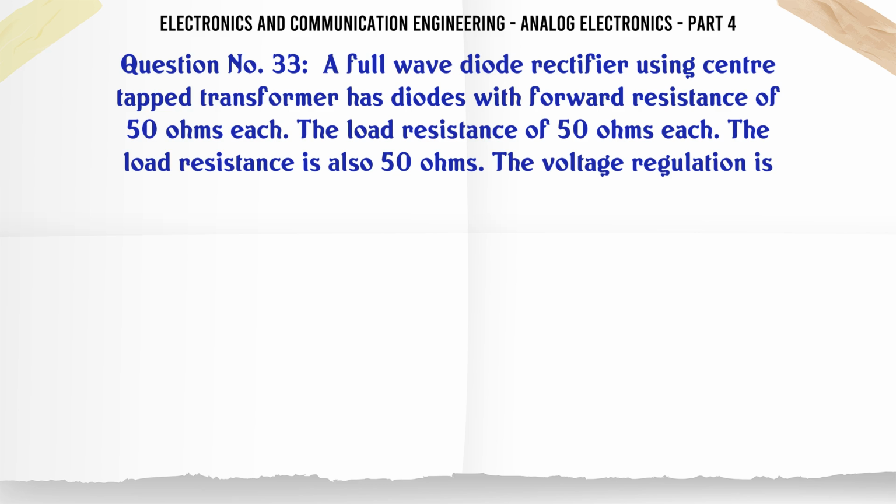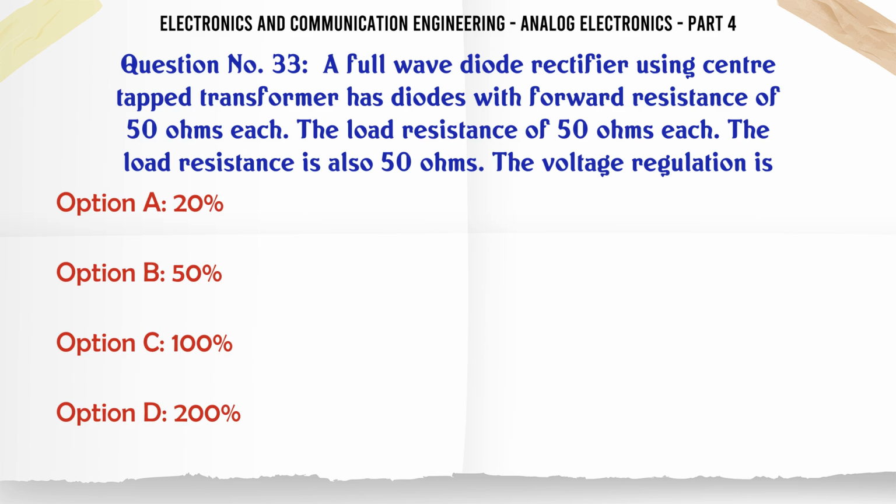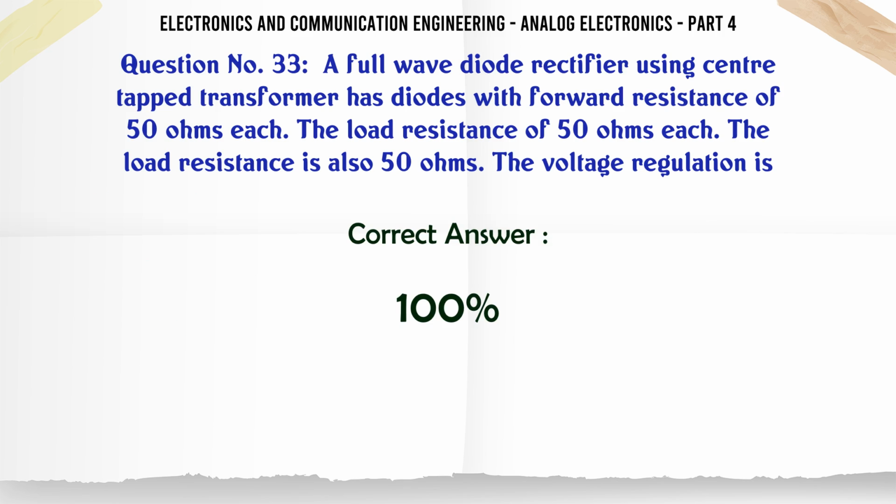A full-wave diode rectifier using center tapped transformer has diodes with forward resistance of 50 ohms each. The load resistance is also 50 ohms. The voltage regulation is A) 20, B) 50, C) 100, D) 200. The correct answer is 100.